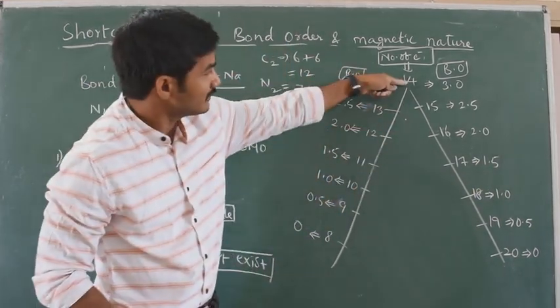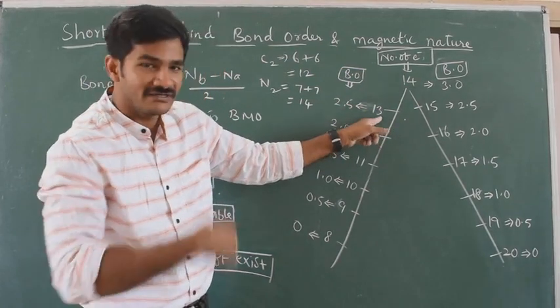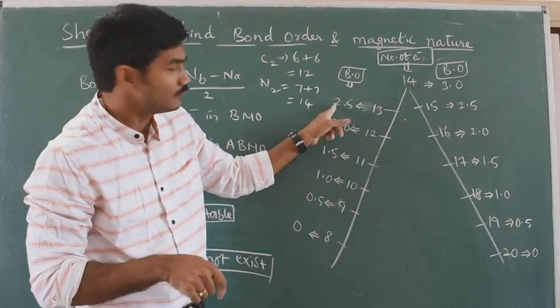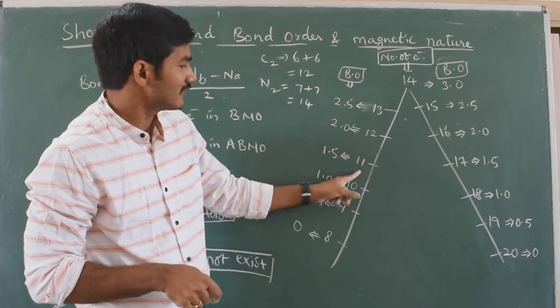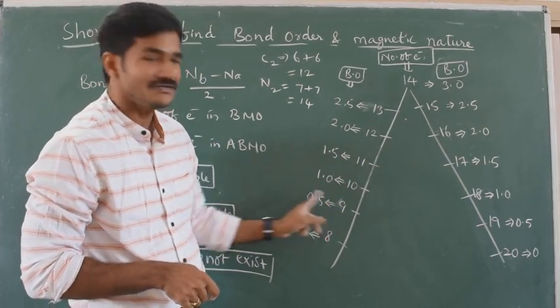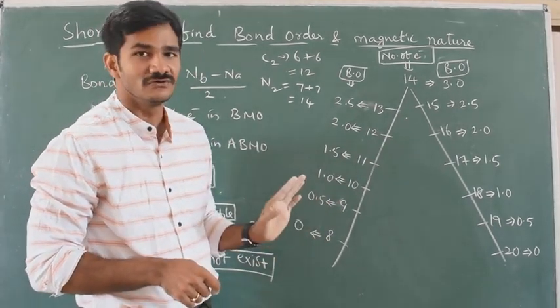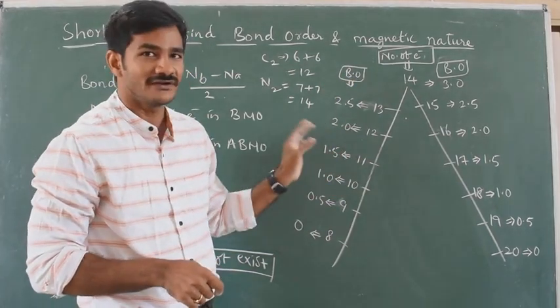Here also, we say 14 is 3.0. For 13, we decrease one number, so the bond order decreases by 0.5, that is 2.5. For 12, 2.0. For 11, 1.5. For 10, 1.0. For 9, 0.5. And 8 is 0. So we have to remember these numbers so that we can find out the bond order.